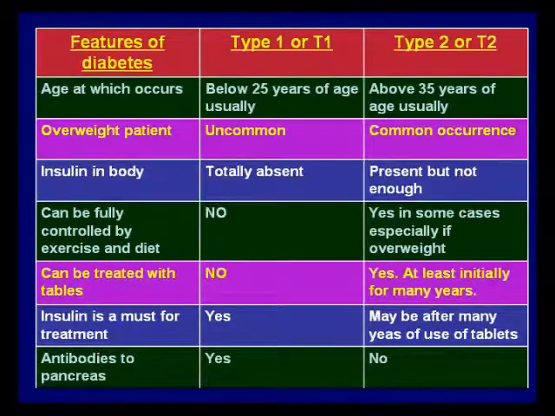Now, one point to add, since we are seeing an epidemic of overweight children, it is very likely that in the future we will see many more cases of type 2 diabetes happening in younger people.